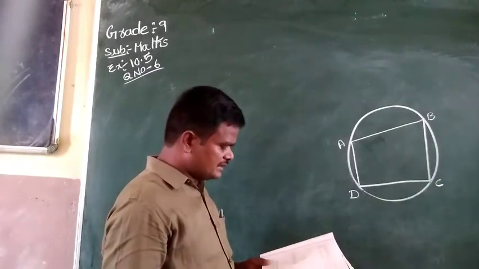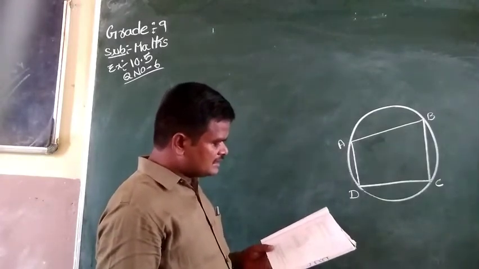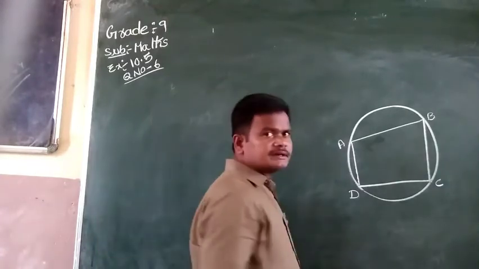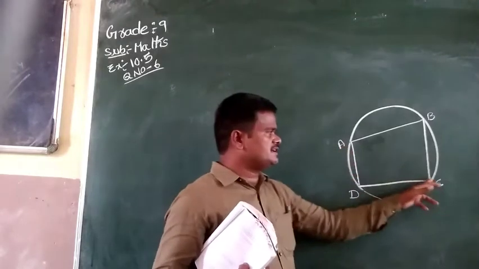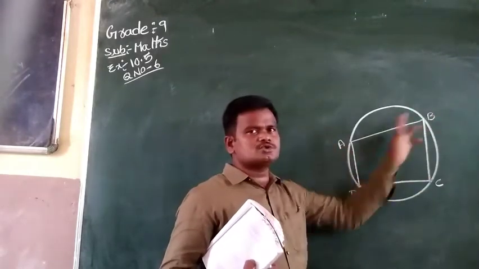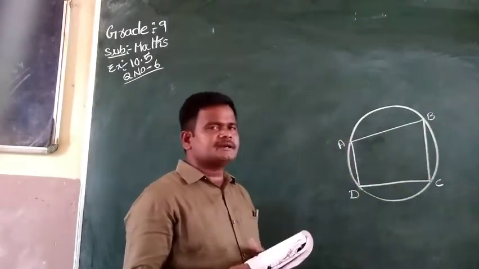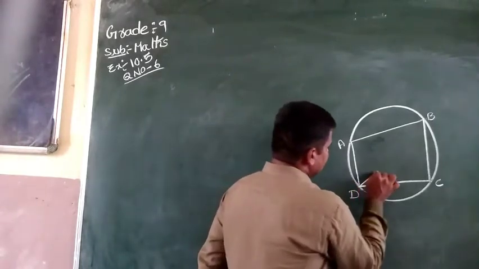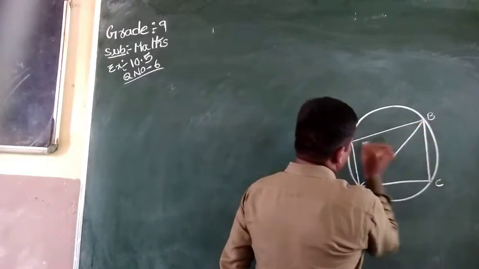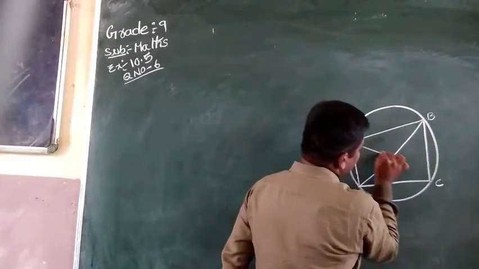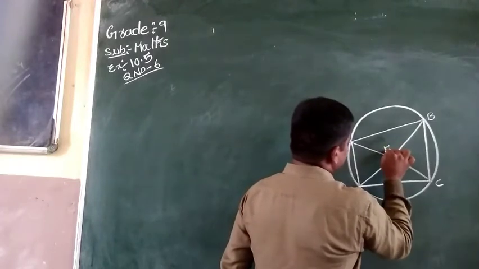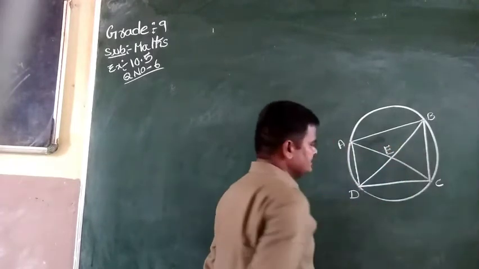And also given that the diagonals intersect at point E. So what are the diagonals here? AC and BD. These two diagonals intersect at E. So DB and AC, this is the intersect point E.